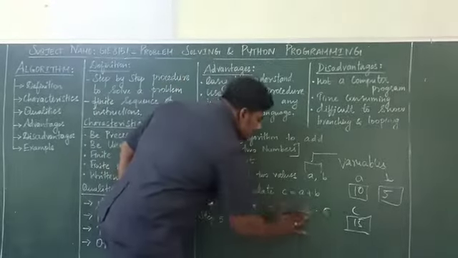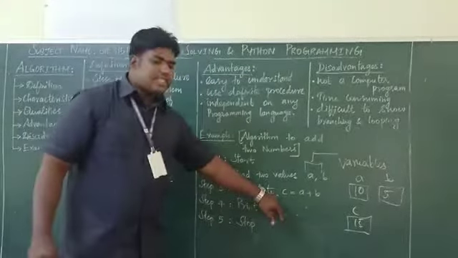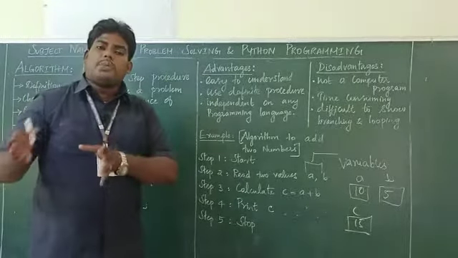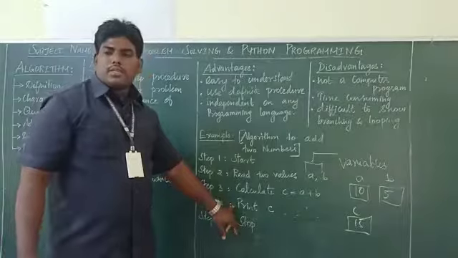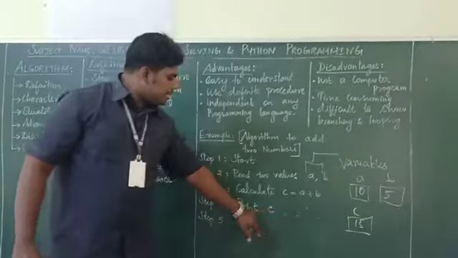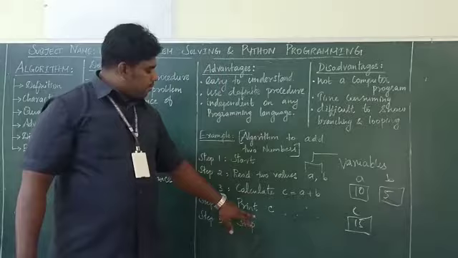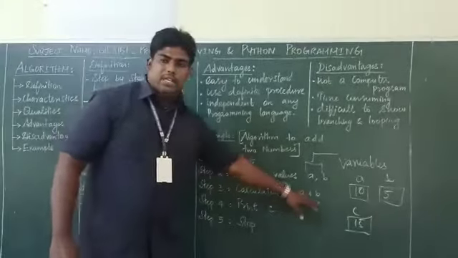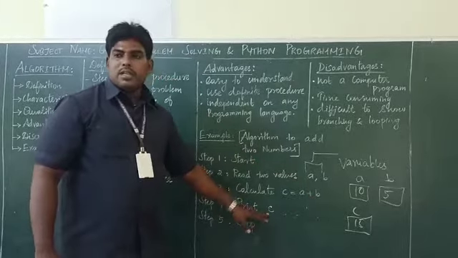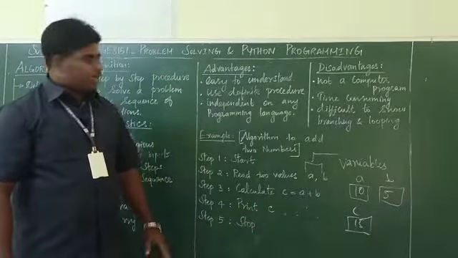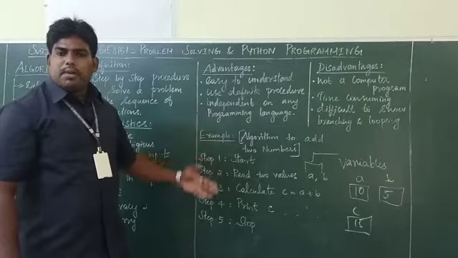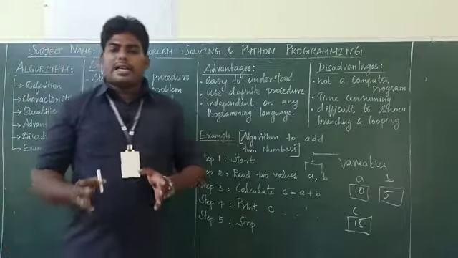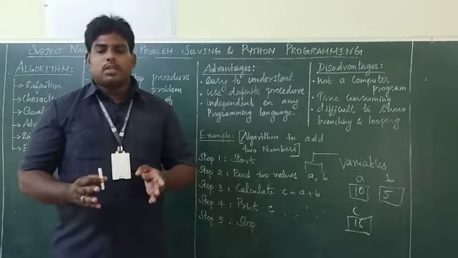Now inside the C only the answer is there. You have to show the output, or display the output on the screen. For that, in simple English, print C. So what is C? Inside C, 15 is there, so it will be printed. First getting the two inputs A and B, then calculate, add them, then print C. The last step is stop. So this is the way in simple English you have to write the algorithm. I hope you all understand how to write the algorithm. Thank you, students.